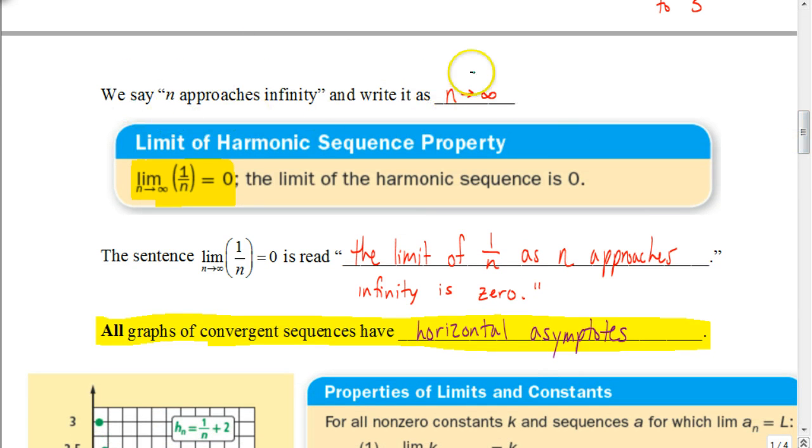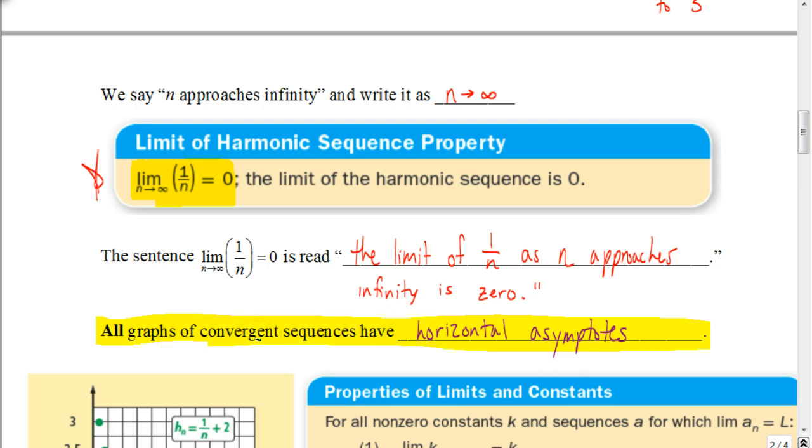Now you don't have to worry about writing this piece down. We've already talked about that a little bit in the previous part of our notes above. But this is really important. That harmonic sequence that we referenced in the graph to the right is 1 divided by n. We have this property called the limit of a harmonic sequence, which refers to the fact that the limit of that sequence is always going to be 0. We're going to use that for more complicated sequences in a little bit. So it's really important that we memorize the fact that the limit as n approaches infinity of 1 divided by n, a harmonic sequence, is always going to be 0.